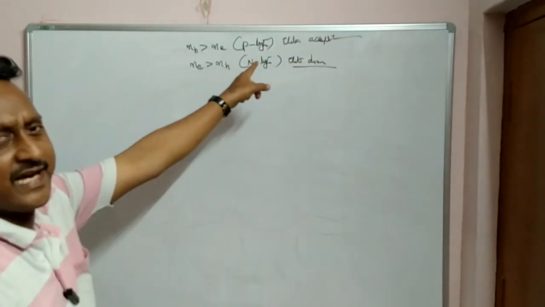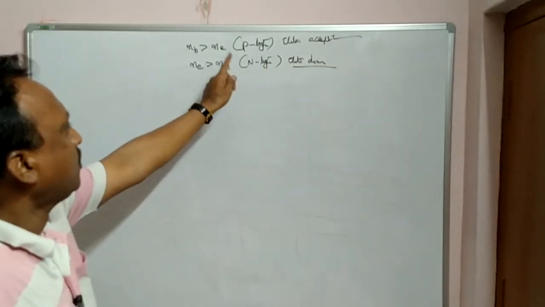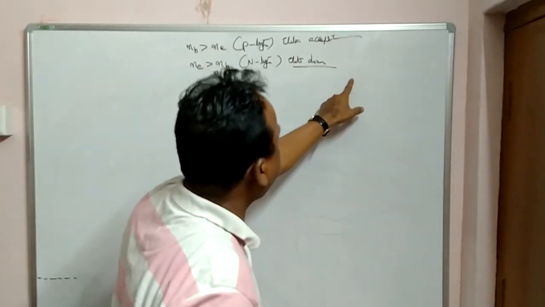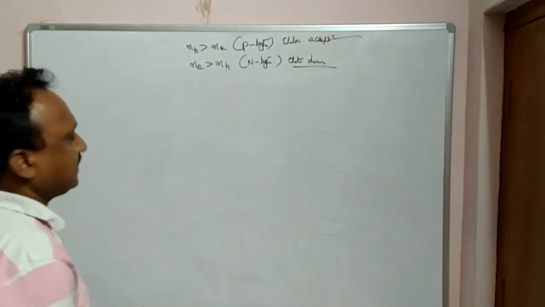P-type, because vacancy is there. Voids are formed, holes are majority. Here more electrons are there, so we can call it an electron donor. The other is the acceptor. Clear?